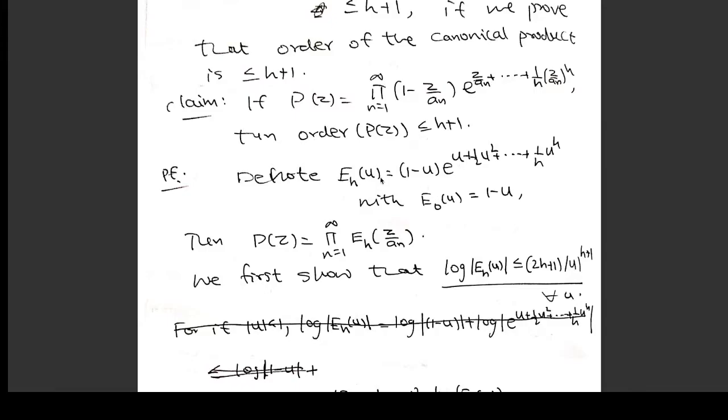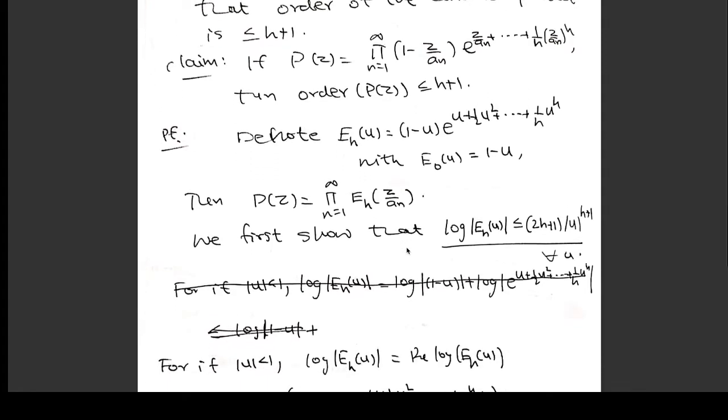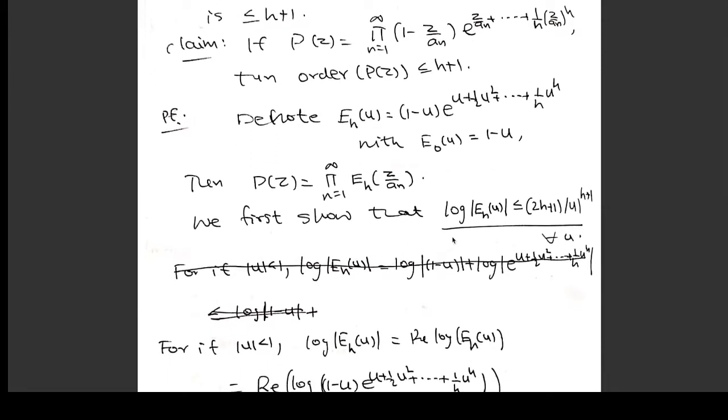For that we use this notation. E_h(u) is this function, with the convention that E_0(u) is 1 minus u, and then P(z) is actually the infinite product of E_h(z/a_n). Now first we show that log mod E_h(u) is bounded by (2h plus 1) into mod u power h plus 1. In fact this is proved by induction, but before that we need to obtain this.